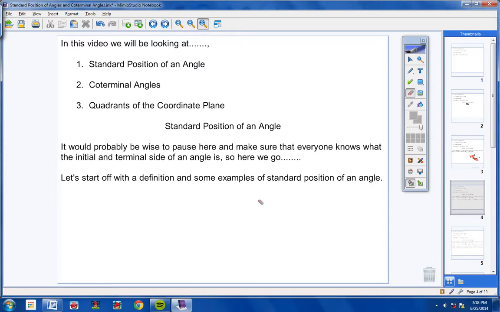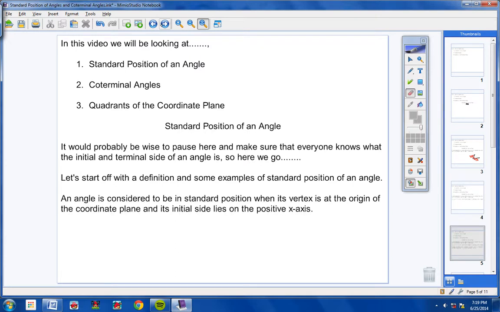Let's start off with the definition, and then I'll give you some examples of what we mean by standard position of an angle. Go ahead and copy this definition down. I'm going to move on, so you'll probably have to pause the video. Let me get a drink real quick here. An angle is considered to be in standard position, now listen carefully, when its vertex is at the origin of the coordinate plane and its initial side lies on the positive x-axis. Okay, so that is what we mean when we say an angle that is in standard position.